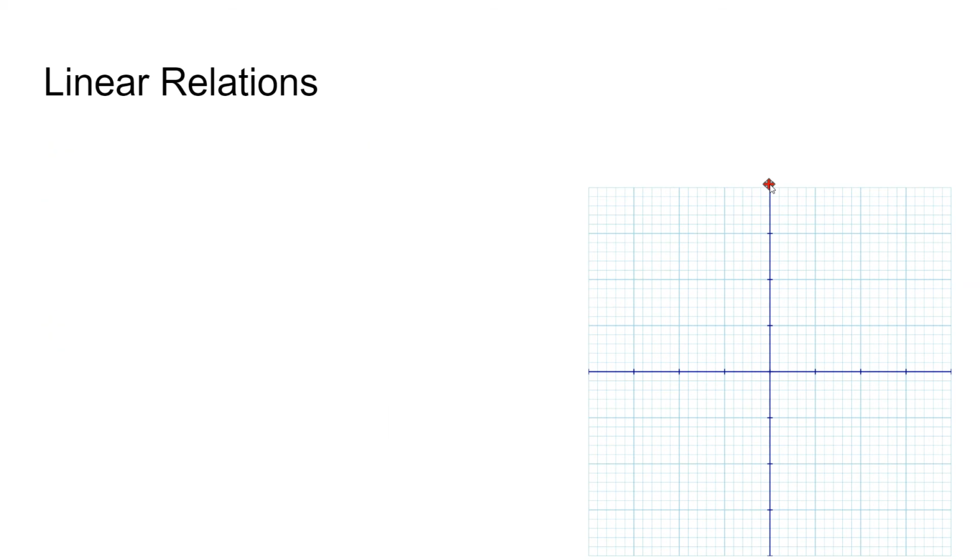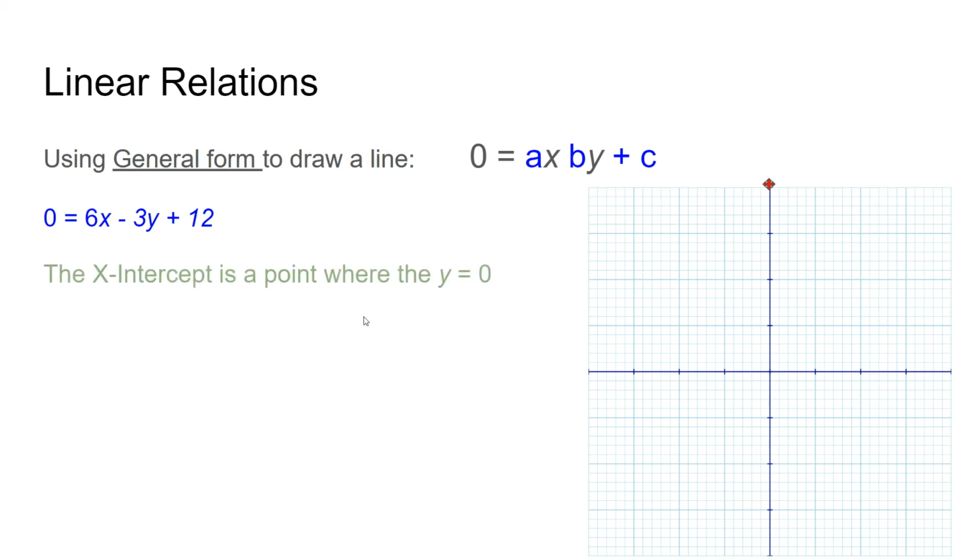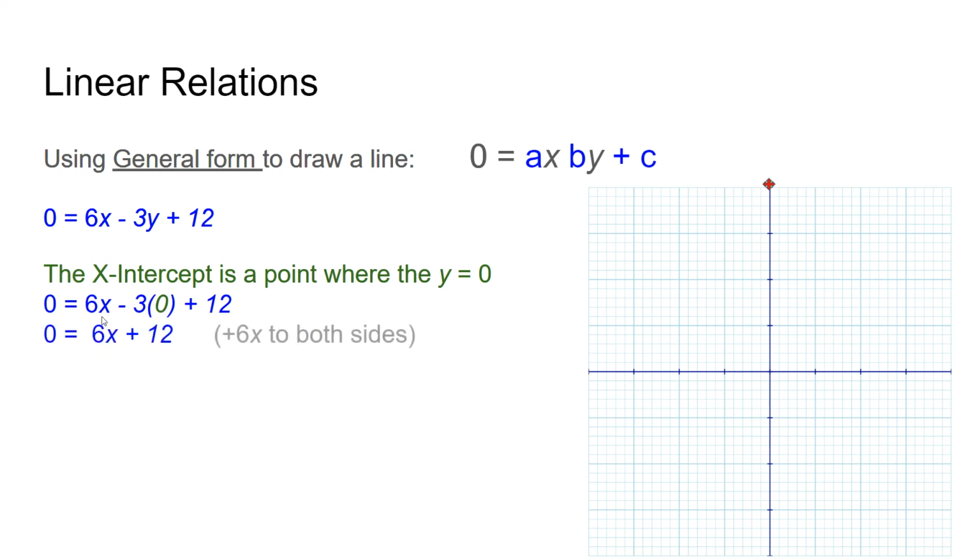We do exactly the same thing to find the x-intercept. So here's our equation again. This time we're going to find the x-intercept where y is equal to 0. So instead of substituting in for x, now we're substituting in where y is equal to 0. Instead of the y in the equation, we put a 0 into our formula. So that 3 times 0 becomes 0. So we end up with 6x plus 12.